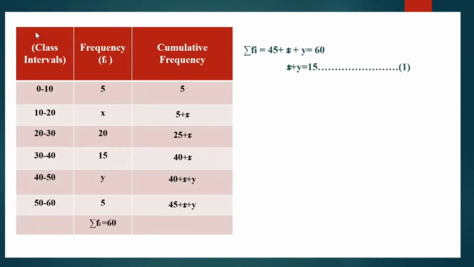Now what is the formula for the median? The median is given by L plus (n by 2 minus CF) upon F, into H. L is the lower limit of the median class. CF is the cumulative frequency of the class preceding the median class. N is the total number of observations. F is the frequency of the median class. And H is the class size.